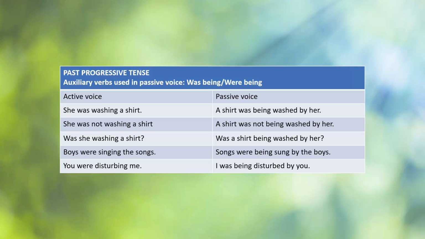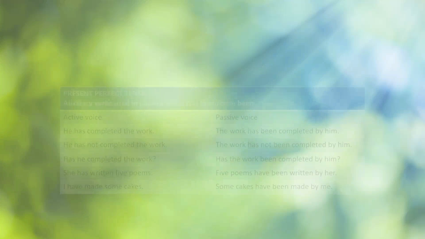As we know that when there is a singular, we will put was, and when there is a plural, we will put were. Second one, she was not washing a shirt. A shirt was not being washed by her. Was she washing a shirt? Was a shirt being washed by her? Boys were singing the songs. Now, songs is plural, then we put were. Songs were being sung by the boys. You were disturbing me. The passive voice sentence will be I was being disturbed by you. So this was past progressive tense. Now let's see the next one.